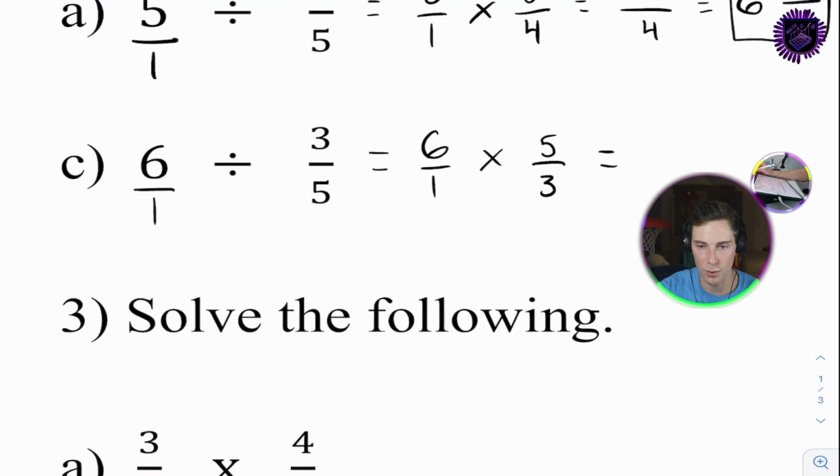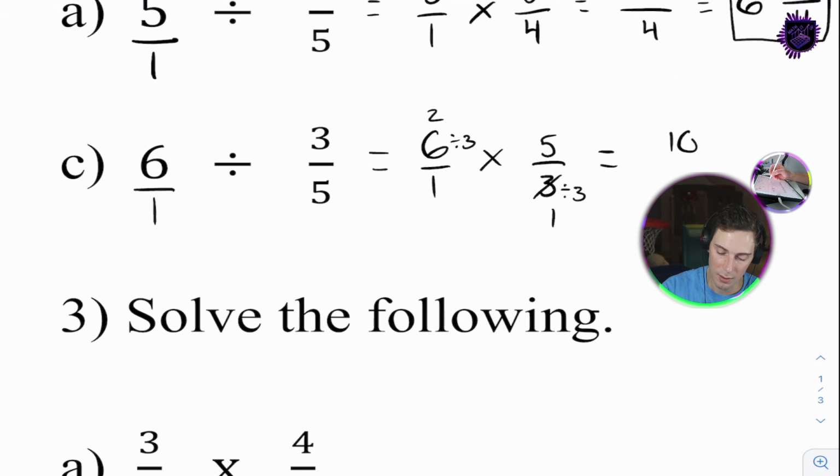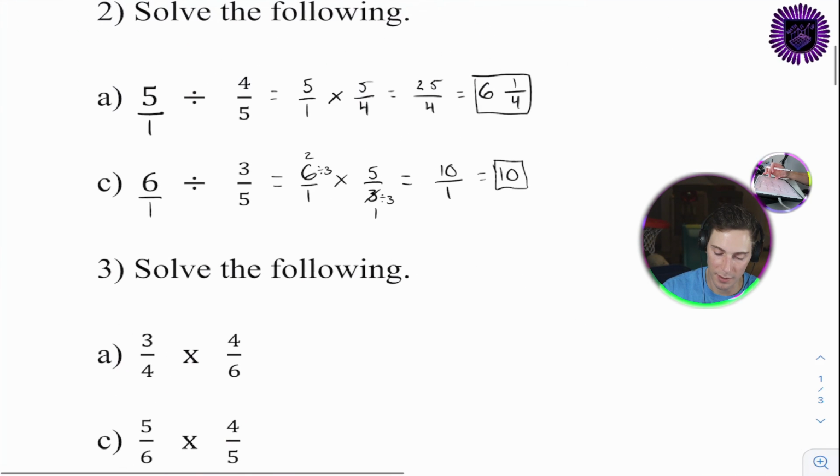is there a way to factor out numbers from the top and the bottom? And there is, right here. You can divide that by 3, get 1. You can divide this by 3 and get 2, and that's going to make our answer more simple. So it's going to be equal to 10 over 1, which will be equal to 10. Final answer. 2C is 10.